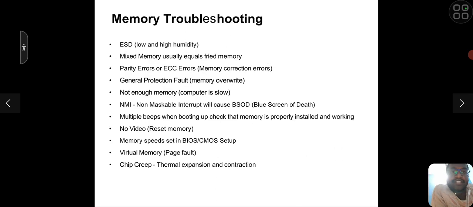Memory troubleshooting: mixed memory means low and high humidity. Mixed memory usually results in parity errors and ECC errors, and general protection faults, or not enough memory. NMI means non-maskable interrupt, which will cause a BSOD. Multiple beeps when booting up, check that the memory is properly installed and working. Also no video. Also check the memory speed set in BIOS or CMOS setup, virtual memory and chip creep.